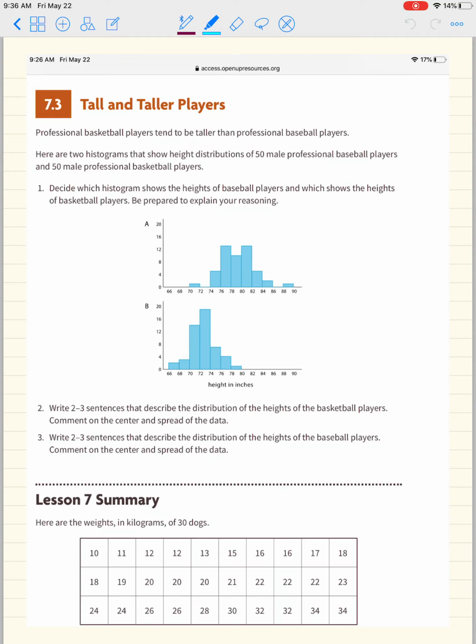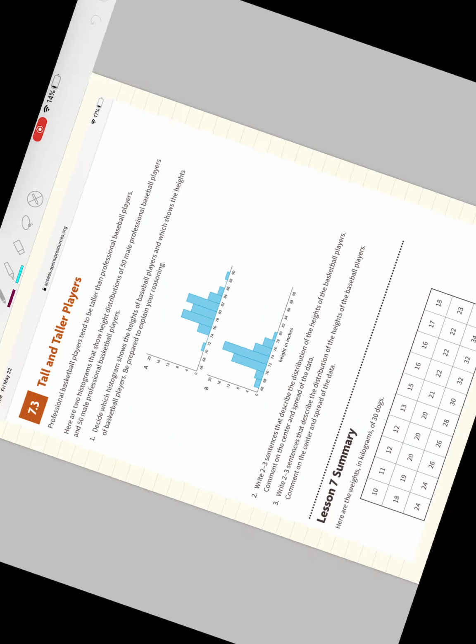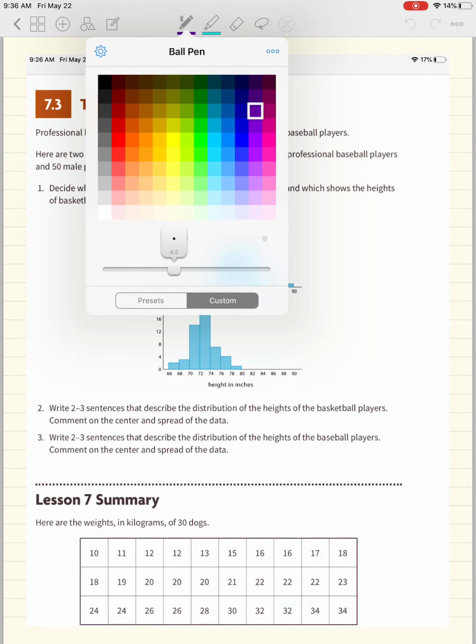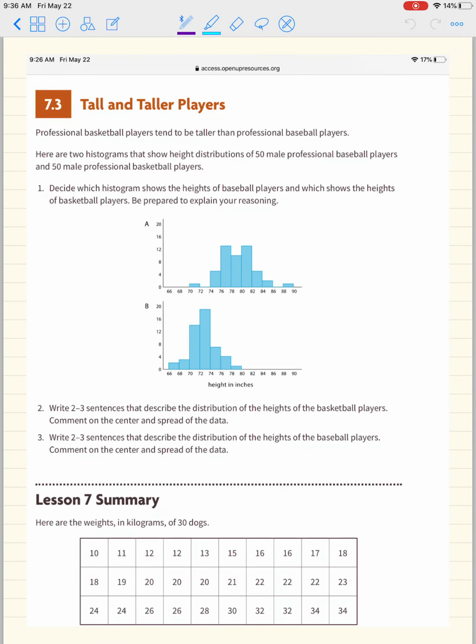So take a minute, pause the video, think about which one you think is which and why, and then unpause it when you're ready. Okay, hopefully you took the time to really think about it. Let's look at the spread of our data. So on both of these, we have from 66 inches to 90 inches. And remember that in general, basketball players are taller.